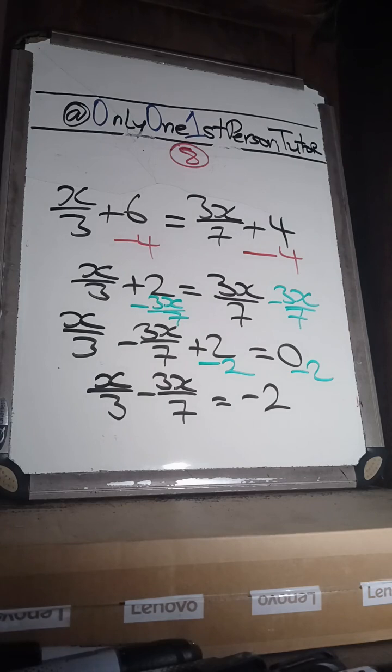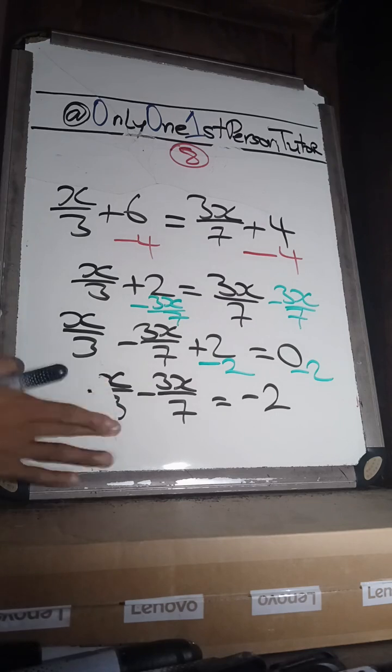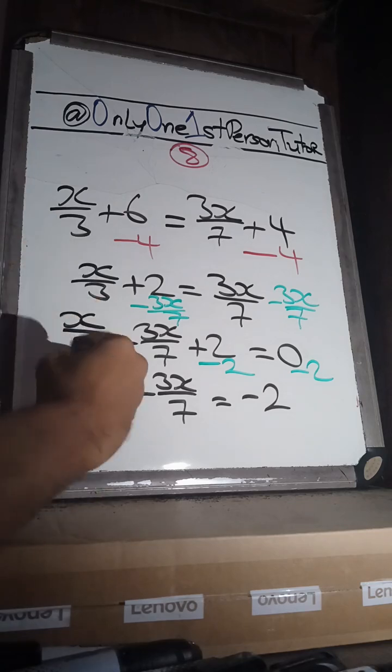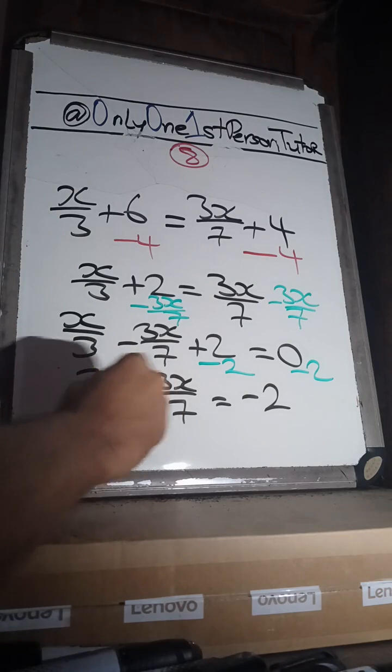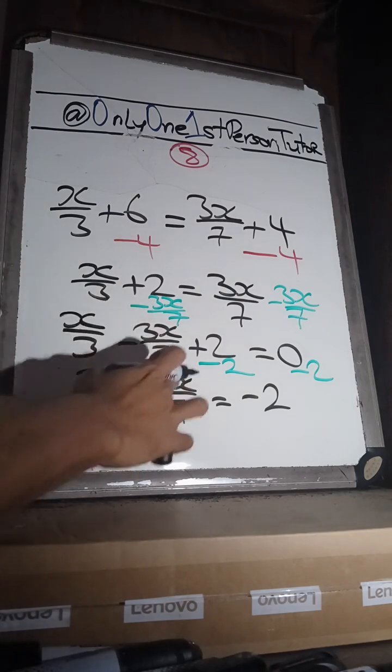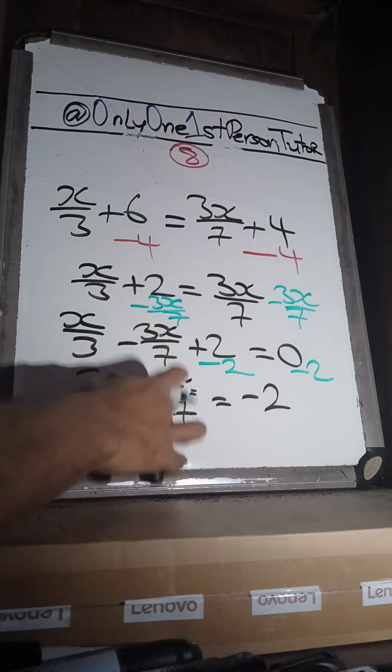The LCM of 3 and 7 is 3 times 7. Both numbers are prime. Therefore, we have 7 by x and 7 by 3, resulting in 7x over 21. So let's change this to 7x over 21. Three times 3x and 3 times 7. So we'll have 9x over 21.